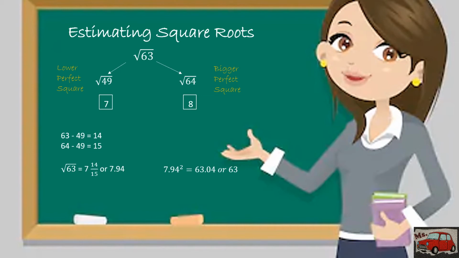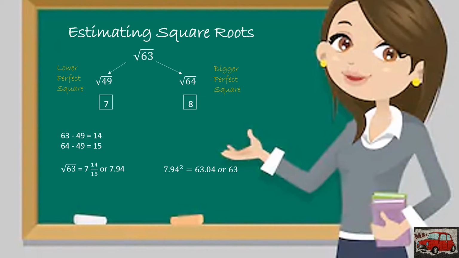So we'll need to get the estimated square root of 63. Since 63 is not a perfect square, we need to find kung ano yung lower perfect square before si 63 at yung bigger perfect square after ni 63. Then we have 49 and 64. The square root of 49 is 7 and the square root of 64 is 8.